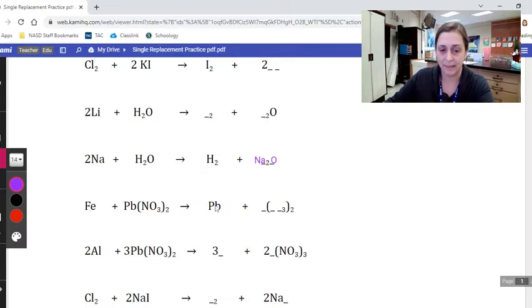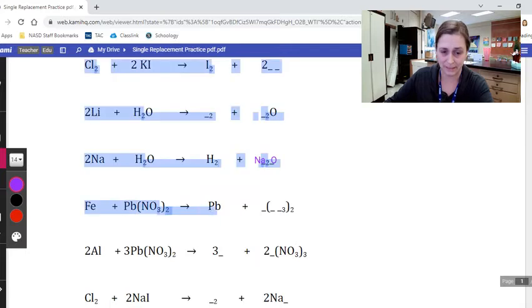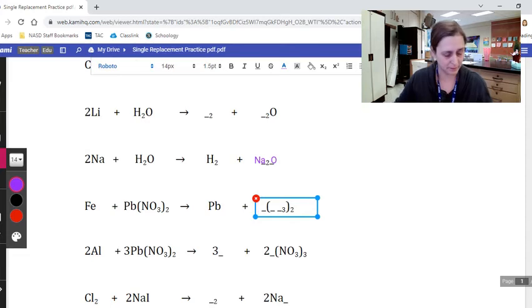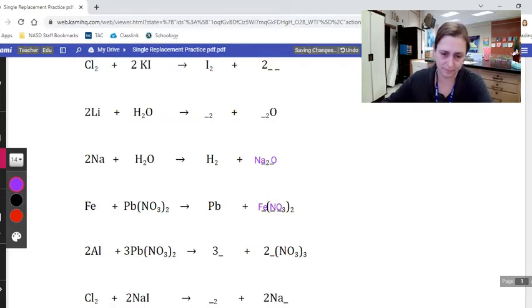So, lead, Pb, got kicked out of the compound. I see that in the reactants, it's part of the compound, and in the products, it's not. That tells me that Fe, the element that used to be alone, took its place in the compound. And then the NO3 stayed put in the compound. Okay, so each equation has 1 or 2 blanks for you to fill in, just like that.